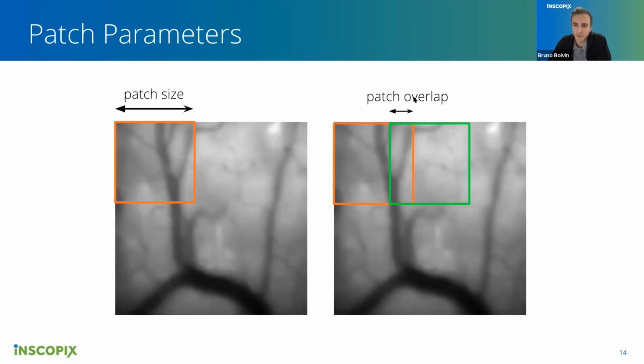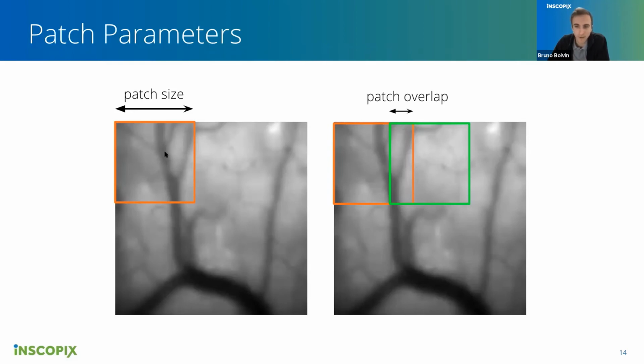And then patch overlap is the amount of overlap that you're allowing between adjacent patches. You can imagine you would want to make sure that the overlap is at least as large as half the neuron, because if a neuron wasn't directly on the dividing line, you would still want to be able to identify it.